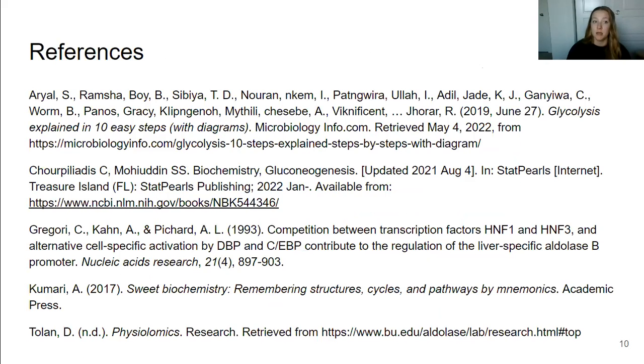So there are all the references in full. And so in the summary, we covered an overview of the glycolysis and gluconeogenesis pathways. We examined how Aldolase is involved in those pathways, and then we looked into the different isoforms of Aldolase and their expression patterns. We also examined how Aldolase B expression specifically is regulated by a few transcription factors. So thank you for listening to my presentation.